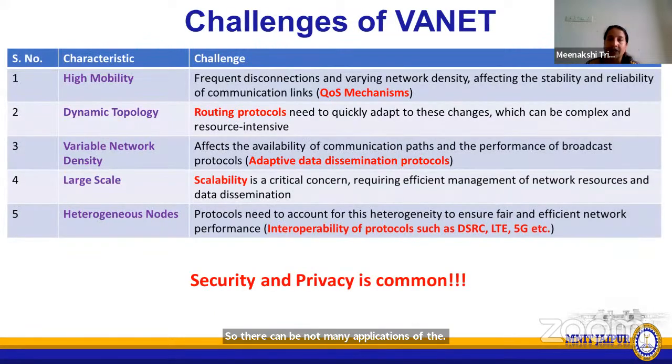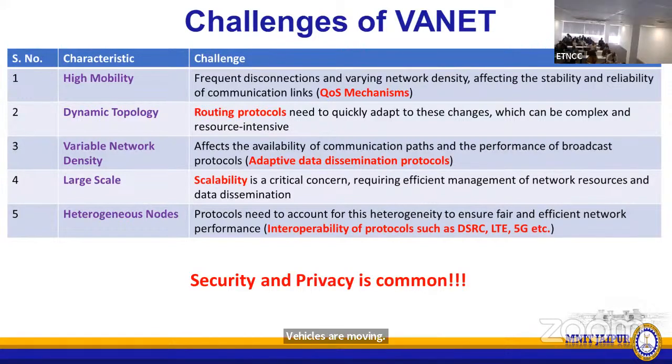Now, if we talk about the challenges of VANET, as we said, it has vehicles as the nodes. That means it has high mobility because those nodes are continuously moving. So it might suffer frequent disconnections and varying network density. Network density means the number of vehicles lying within a particular range for a particular time period. Since the vehicles are moving, this density keeps varying, and it affects the stability and reliability of the communication link. Because of this high mobility, there is a severe requirement for quality of service mechanisms to handle this situation. Then it has a dynamic topology because nodes are continuously coming in or moving out of the network.